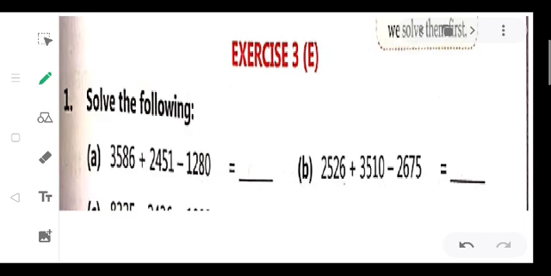First question in front of you. Solve the following. Part A, 3586 plus 2451 minus 1280. We can't solve all these numbers together. So what will we do? I told you, when addition and subtraction both are given, firstly we will do the addition. So how will you solve this sum? I will do it for you.